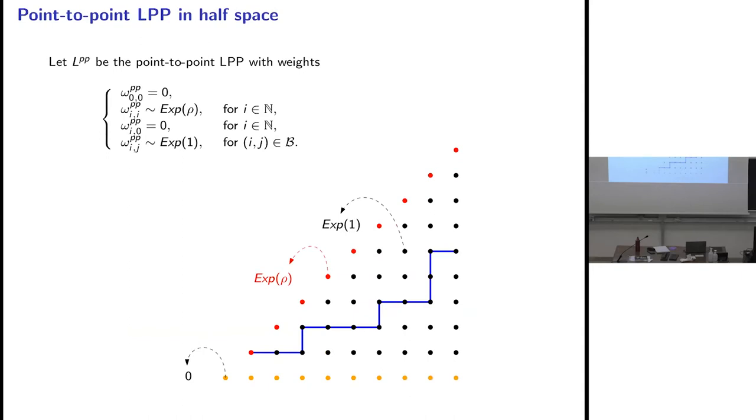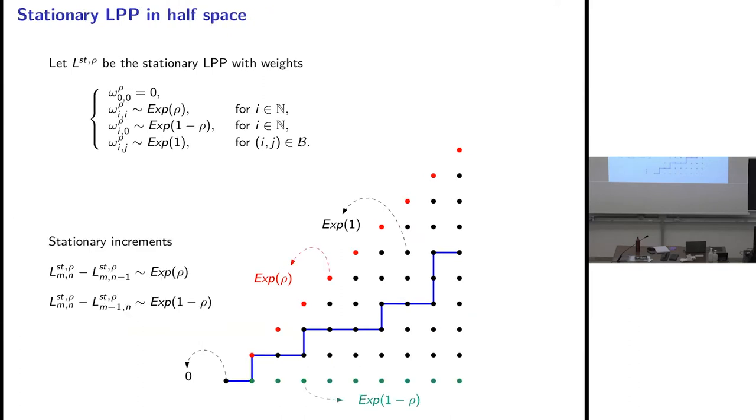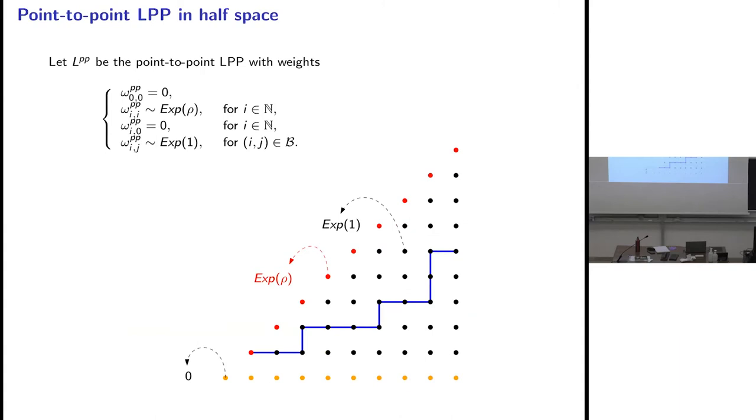Here we consider two models of last passage percolation. The first is what we call point-to-point last passage percolation, which has randomness defined in the following way. We take the first horizontal line to be identically zero. The reason is that we have to compare this model with a different model, so it is convenient to define the first line to be zero. Then in the bulk we take random variables that are exponentially distributed with parameter one, and on the diagonal we choose a parameter rho between zero and one.